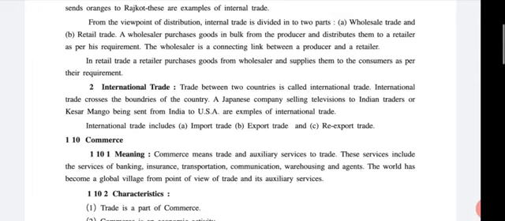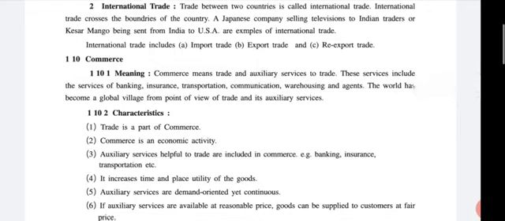When we purchase some goods from another country, it is called import. And when we sell some goods to other countries, it is called export. Then commerce. What is commerce? Commerce means trade and auxiliary services to the trade. Trade is a part of commerce. So commerce is a wider term than trade.